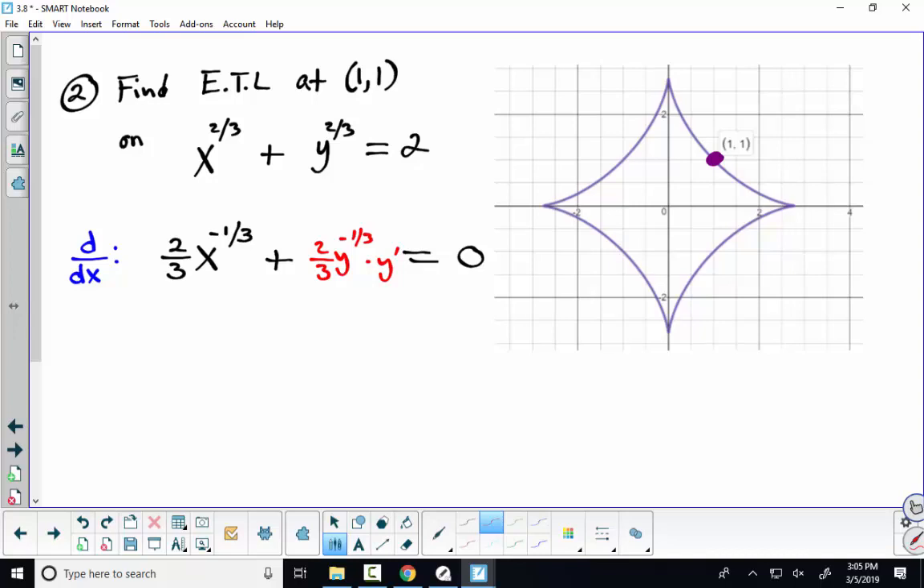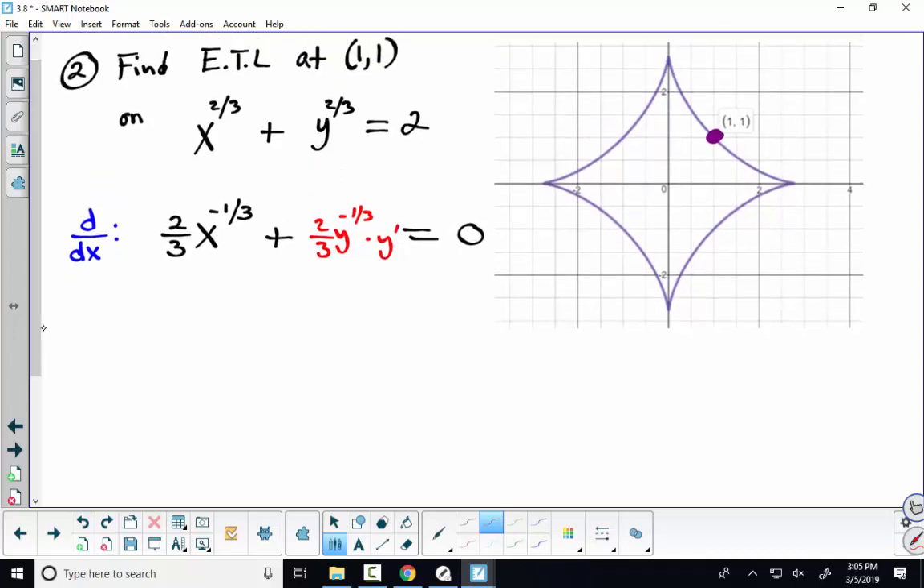Okay. Does anyone have any questions about that? So from here, there's two things we can do. We can either take what we have and solve for y prime, and then plug the x and the y in, or we can just straight away plug the x and the y in and solve for y prime. So which one do y'all want to do? Plug in x and y first, or find the derivative first? Find the derivative first. That's what I heard. So let's find the derivative.